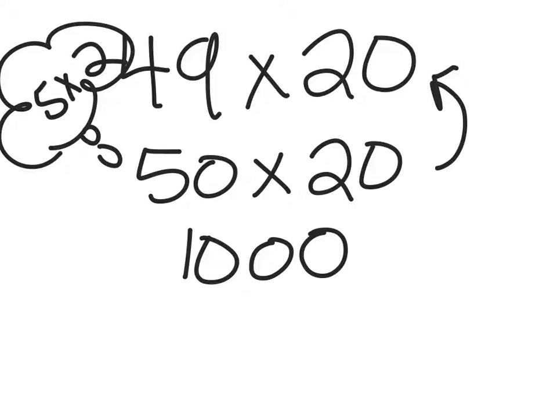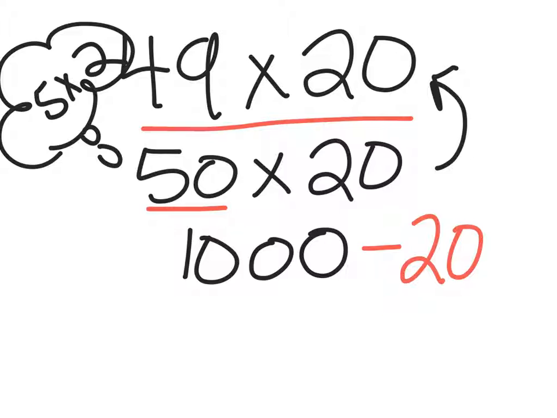But remember, our original problem said 49 times 20. So that means we have too much. We need to subtract some from 1,000. How much will we need to subtract? Think about it this way. If we have 49 groups of 20, right here we solved 50 groups of 20. So that means we need to subtract away 20 more, one more group of 20. And 1,000 minus 20 is 980.